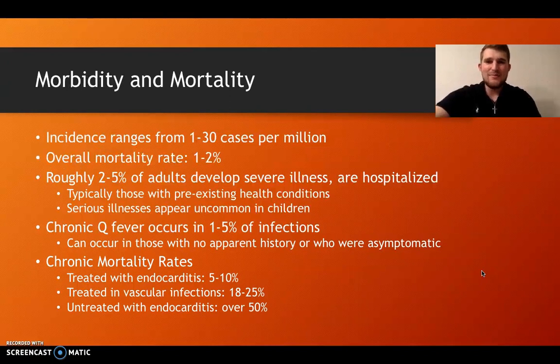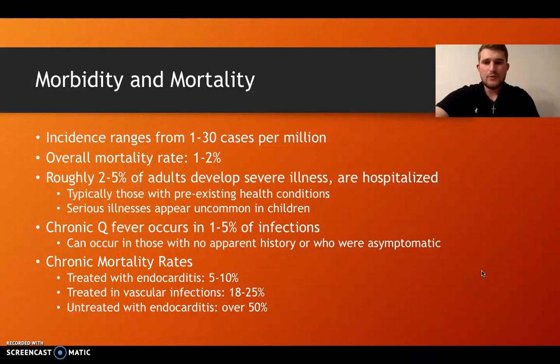And so the morbidity and mortality rates, it's going to be a pretty low incidence rate, about 1 to 30 cases per million. Overall mortality is going to be 1 to 2%. Severe illnesses are low, and unless you have a pre-existing condition, it's not going to be a high chance of being hospitalized for severe illness. Chronic Q fever, which is the more severe one, is going to be about 1 to 5% of infections. And the rates of mortality are going to be lower if it's treated.